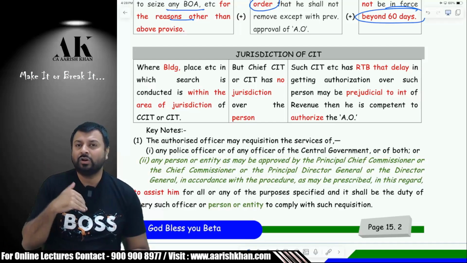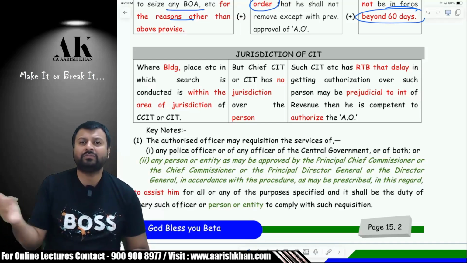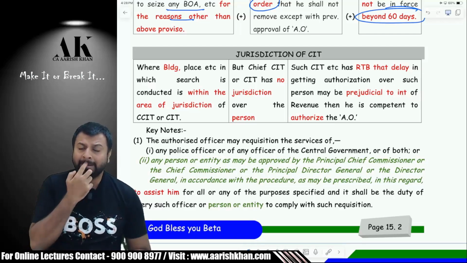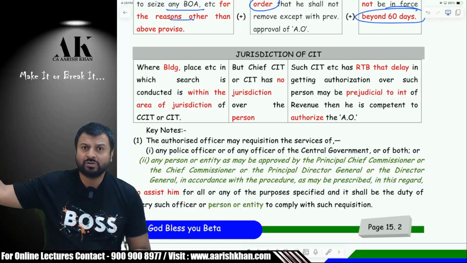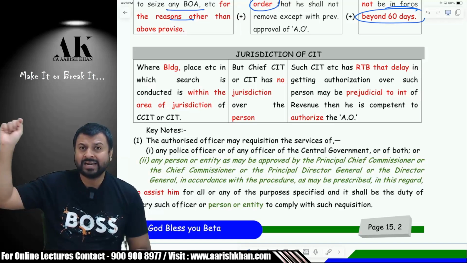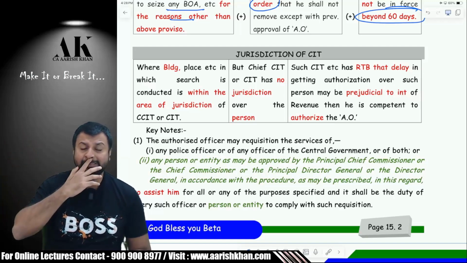So in that case, logically speaking and lawfully, what does the Mumbai CIT have to do? The Mumbai CIT has to make an application to the Delhi CIT, and then Delhi CIT will give an approval, and then only a search and seizure can be authorized.